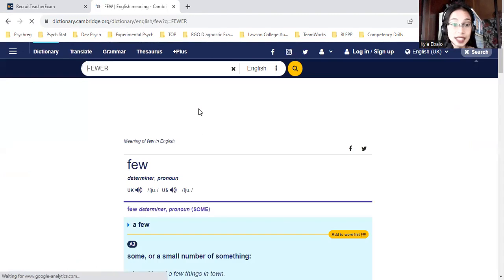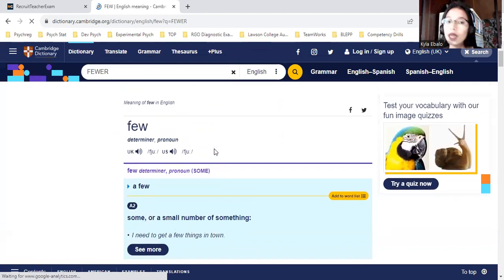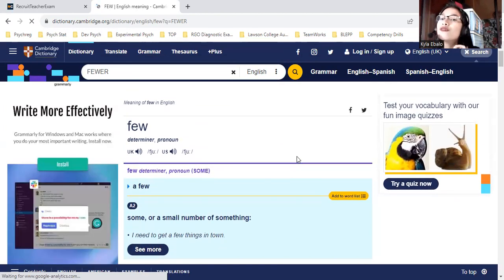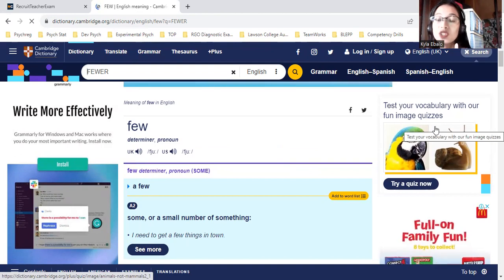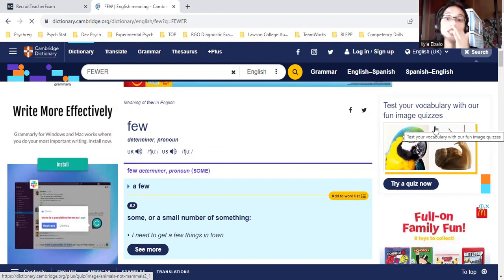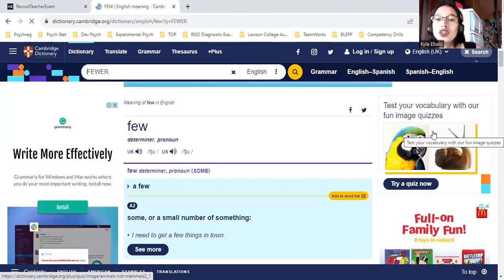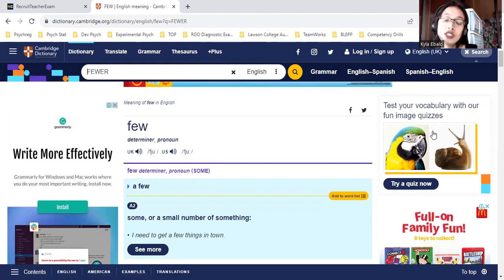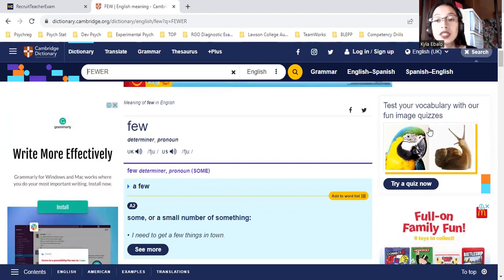But I believe this is an adjective. Oh, a pronoun. Few. In the sentence, it may lead to fewer cases of dementia and stroke. So since fewer is used to describe cases of dementia and stroke, a noun, we can say this is a plural form of the noun case. Okay? So it is used as an adjective in this sentence. So we have comparative form of adjectives, right?